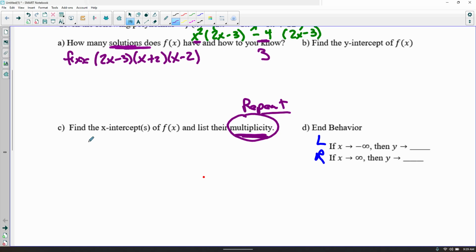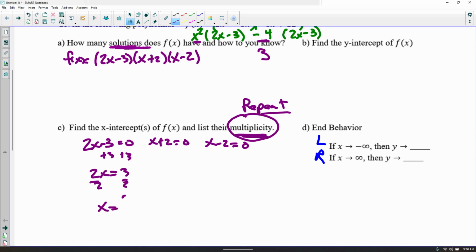So in this case here, if I have 2x minus 3, I set it equal to 0. I have x plus 2 set equal to 0, and x minus 2 set equal to 0. Does anything repeat? No. So therefore, we can just go ahead and add the 3, and we get 2x is equal to 3, divided by 2. So x is equal to 3 over 2. This goes minus 2, so I get x is equal to negative 2. Here I add 2, so I get x is equal to positive 2. So 2, 0, negative 2, 0, and 3 halves, 0.